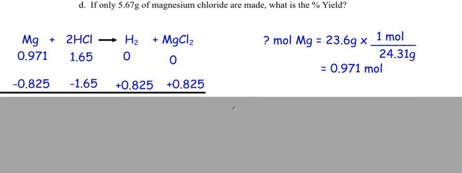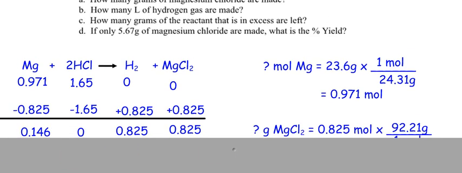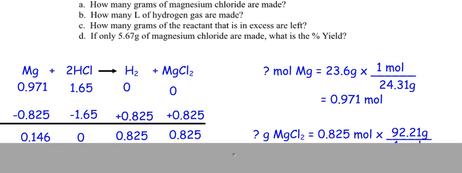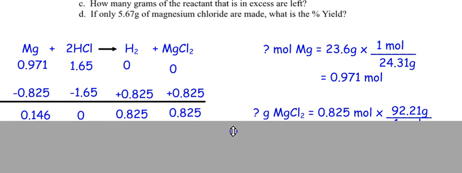So I did magnesium. As it turns out, the HCl is my limiting reactant. So this divided by 2 times 1 is 0.825, 0.825, 0.825. So life got pretty easy there with the 0.825, didn't it? So this is my final result. And now they're asking how many grams of magnesium chloride are made, how many liters of hydrogen, how many grams of the reactant in excess.